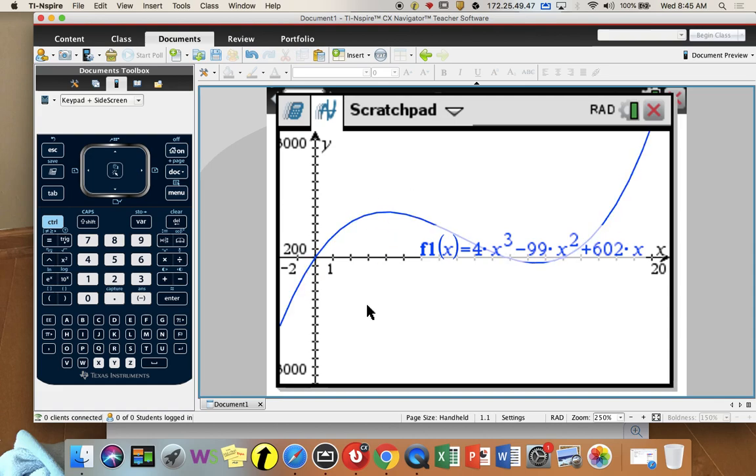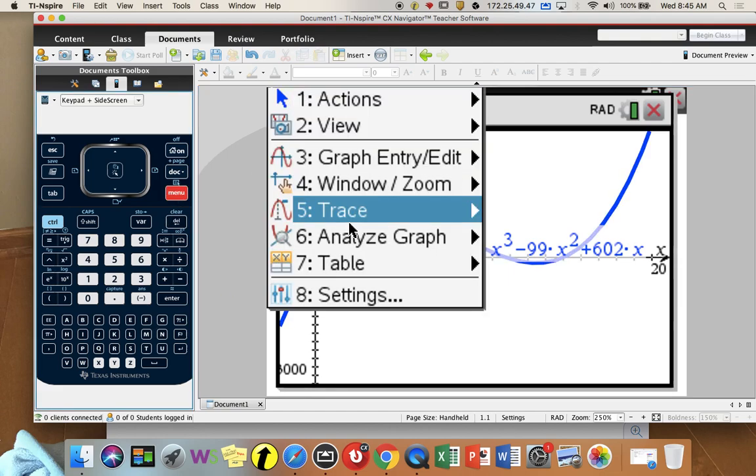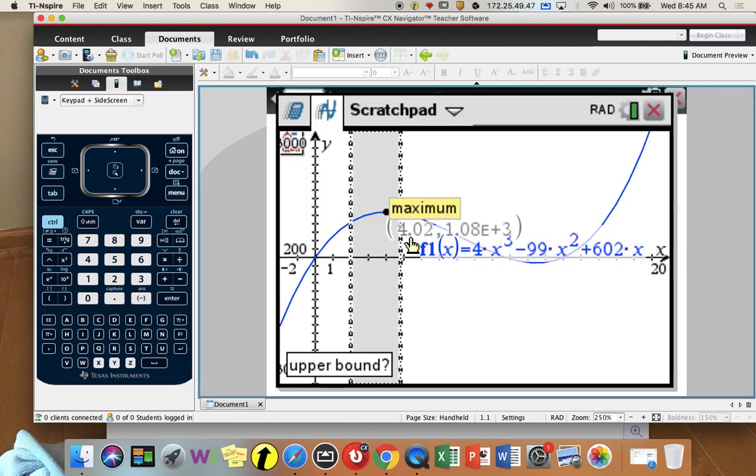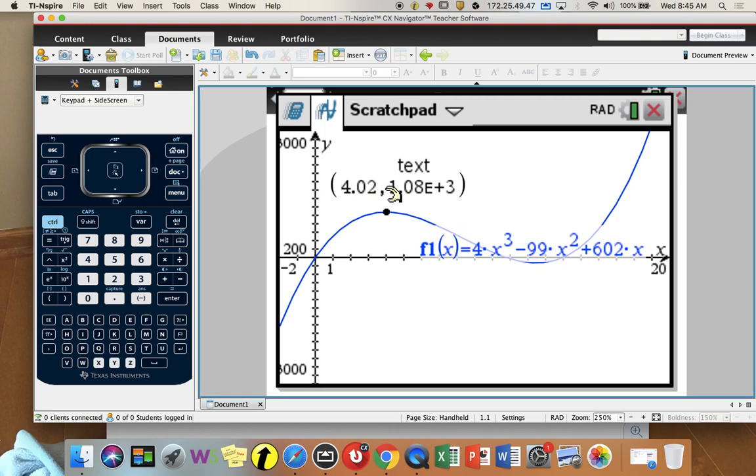So if we want to know the maximum square that we can cut out and the maximum volume, it makes sense we're looking at the maximum point that we can see. Call that the local maximum. So we're going to go to menu, analyze graph, maximum, go anywhere to the left of your max, to the right, and here it is. And remember, the x value is what you can cut out. So if we cut out squares of 4.02, we will get a max volume of, and this is E3, it means move the decimal place over 3 times. So we'll get a max volume of 1,080.